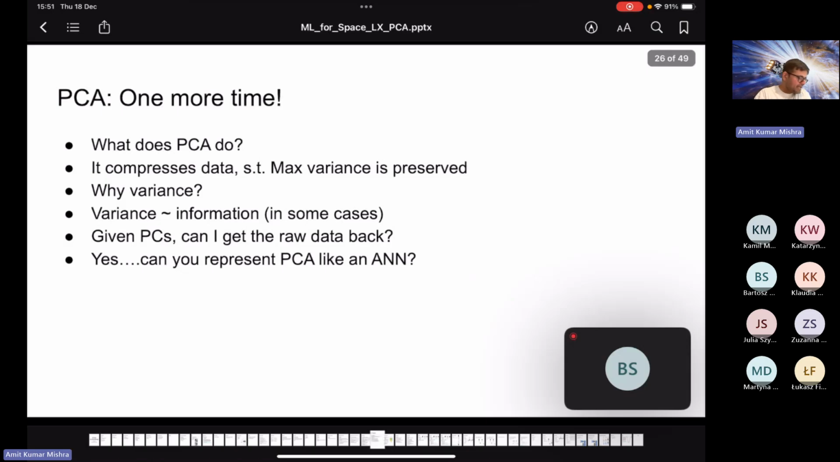Okay. Now, let us revise PCA quickly. So what does PCA do? It compresses data such that maximum variance is preserved. And why variance? Because if it is a Gaussian distribution, variance does represent information. Now, the second question is, once you have found the principal components, can you get the original data back?